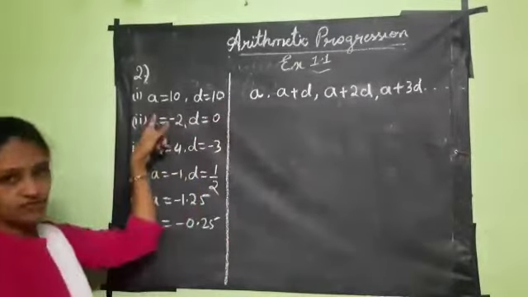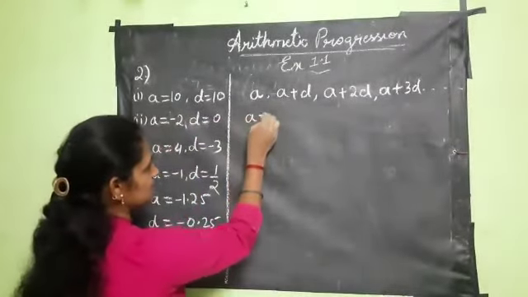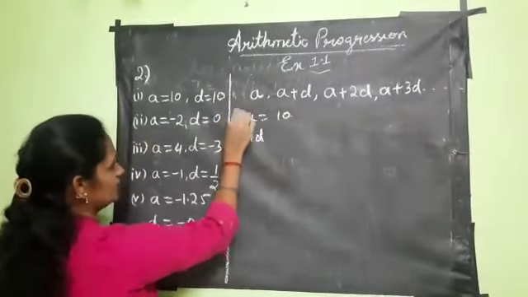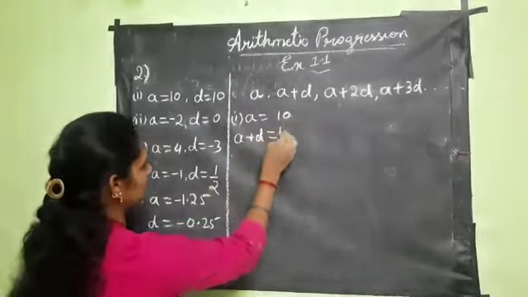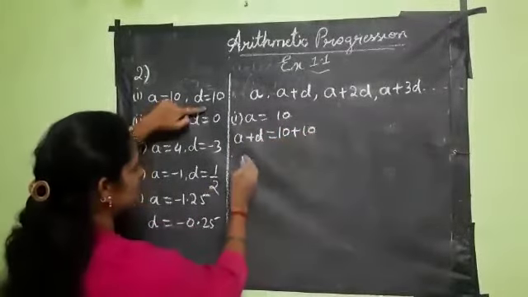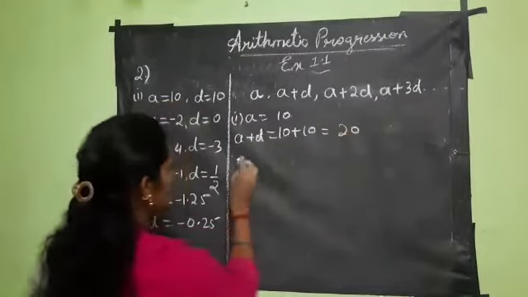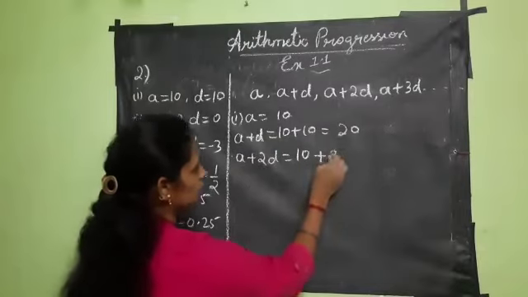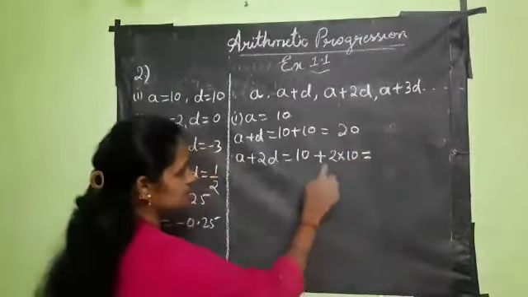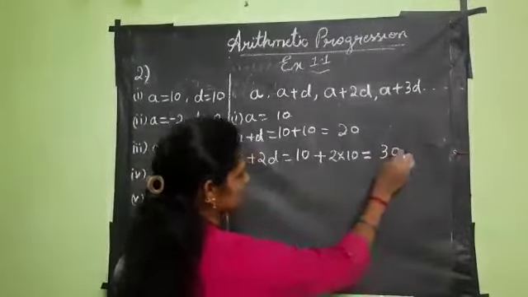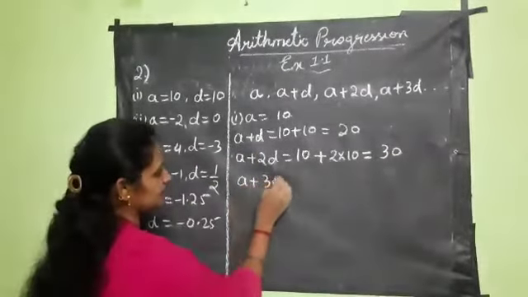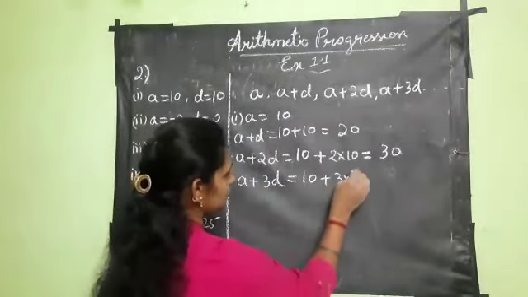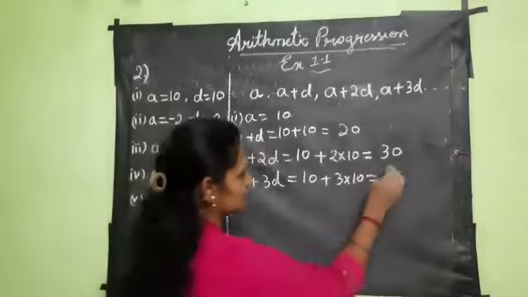A is already given to us. So the first term is A, which is equal to 10. Now we have to find A plus D. This is for the first question I am solving here. A plus D is 10 plus 10, since D is 10, so it will be 20. A plus 2D is 10 plus 2 into 10, which gives 10 plus 20, that is 30. The fourth term is A plus 3D, which is 10 plus 3 into 10, that is 10 plus 30, which is 40.